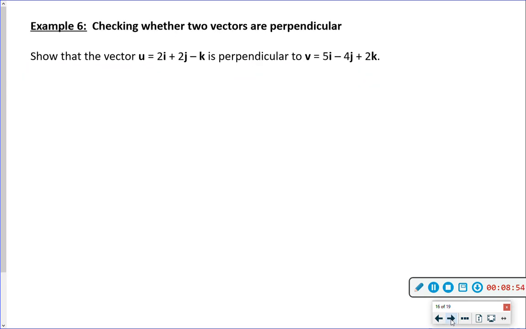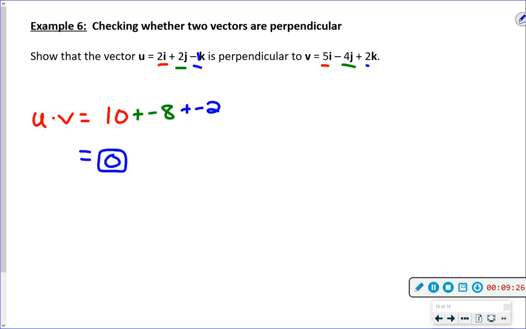So show that it's perpendicular. We can do dot product. First entries, 2 times 5. Do the middle ones, 2 times -4. You could just put -8, of course. And then -1 times 2. And we end up with 0, which is why they are perpendicular or orthogonal, as I like to say. So really, have I taught you a whole lot of new stuff today? No.